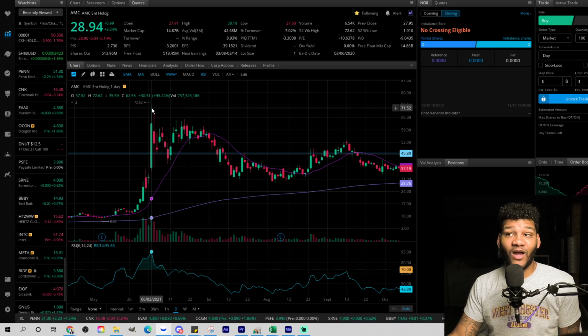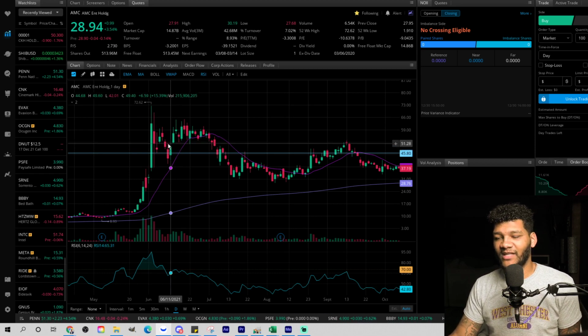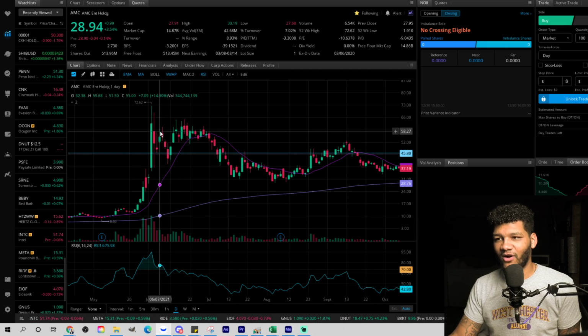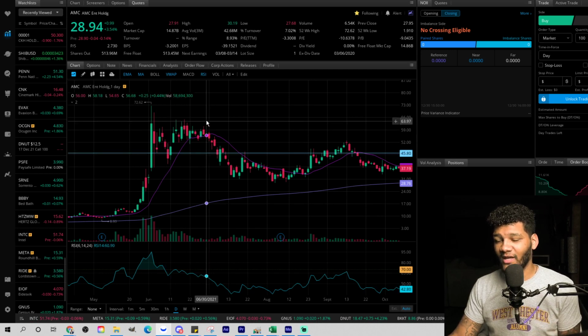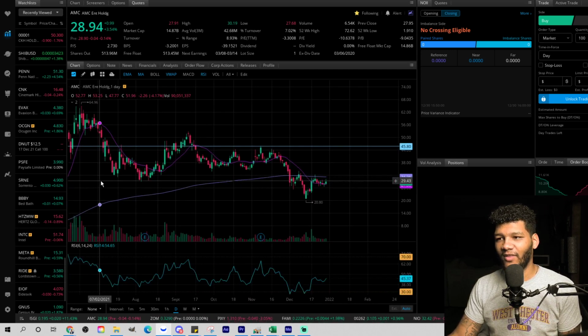However, it continued to rise, right? And you see some consolidation. That consolidation actually brings the RSI back down to earth, and you see that actually fall there.